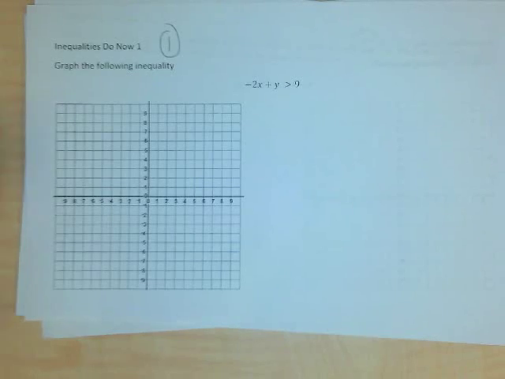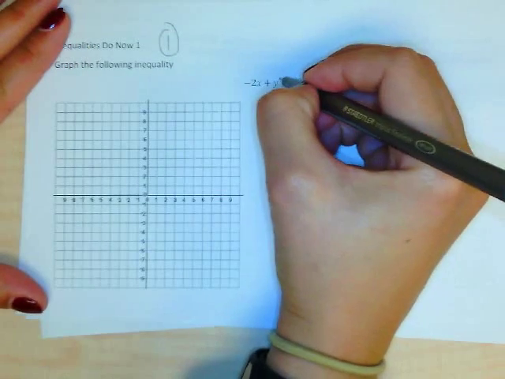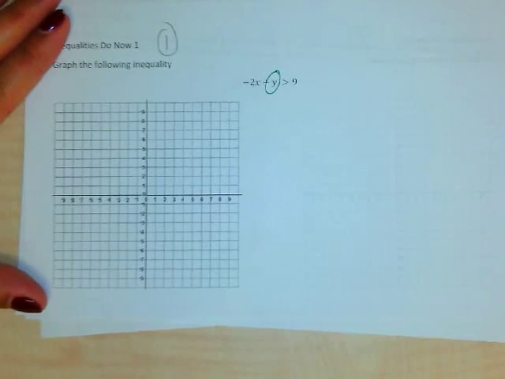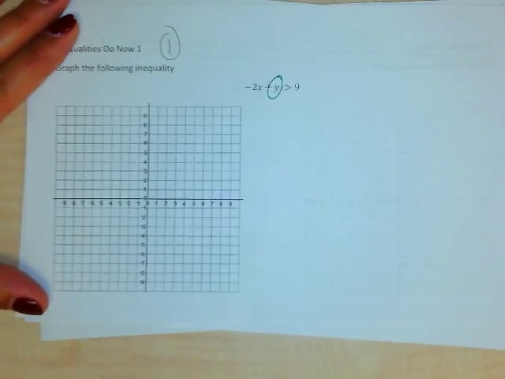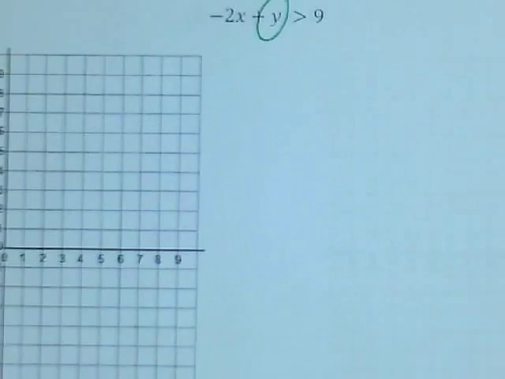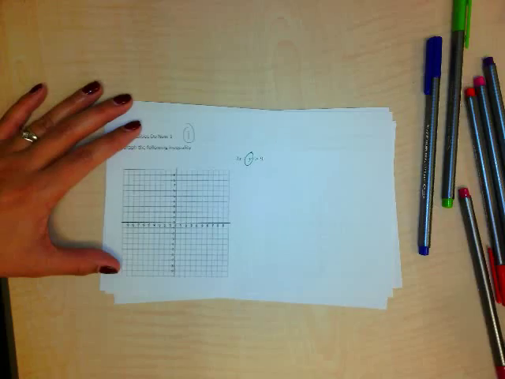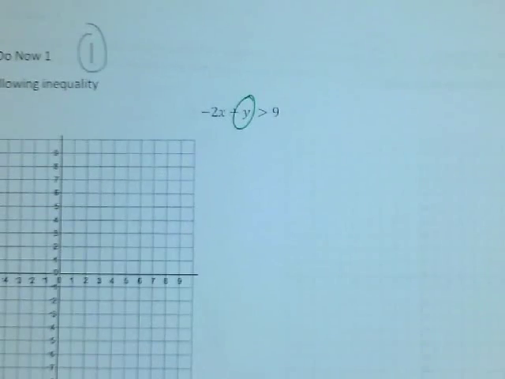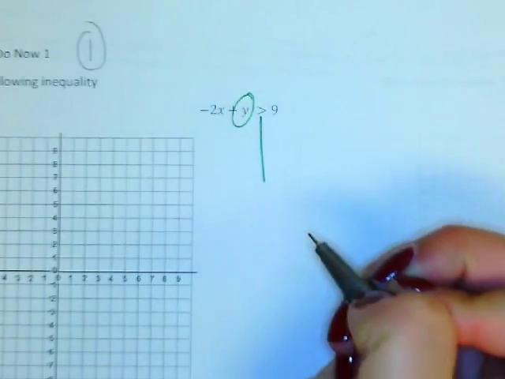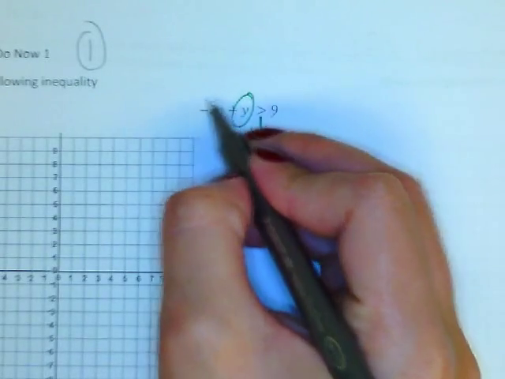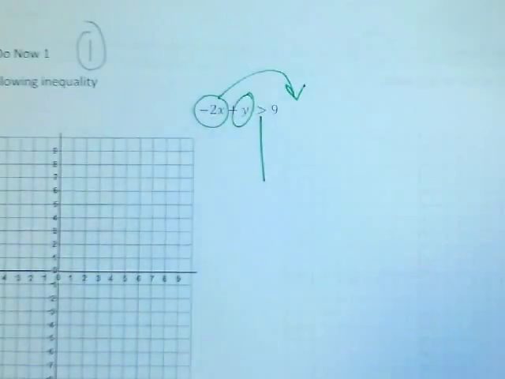Alright, so in order to graph this inequality by hand, I first need to have it as y equals mx plus b. So the first thing I'm going to do is convert this to y equals mx plus b. So put the line down the inequality sign, and I know I have to move the 2x over.